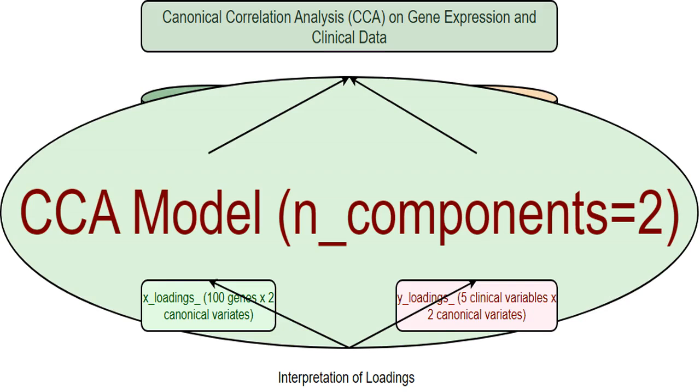We're using canonical correlation analysis, CCA, a statistical method to find relationships between datasets X and Y. The n_components equals 2 part means we're looking for two major relationships or patterns. Think of it like trying to find two major ways the gene expressions relate to the clinical measurements.